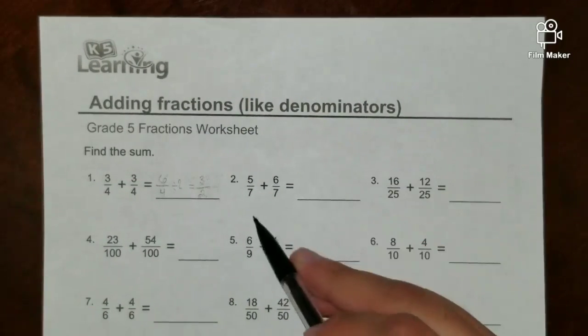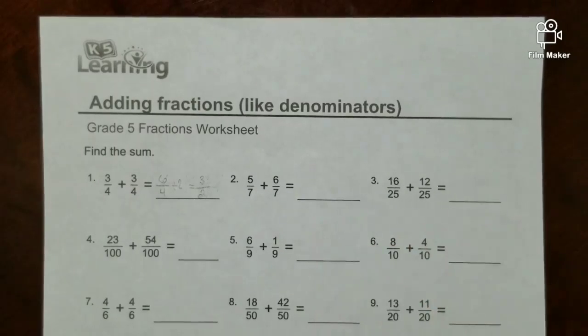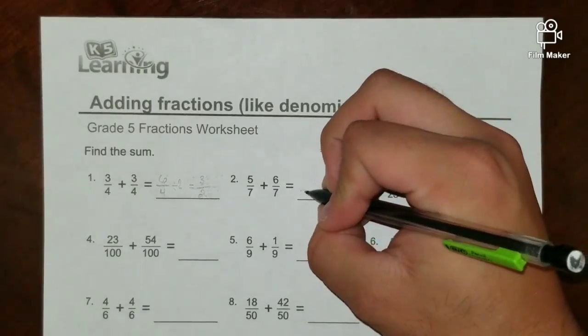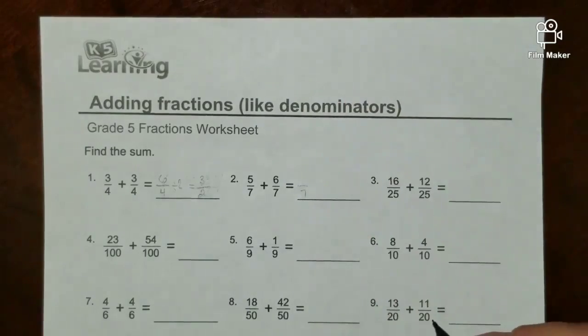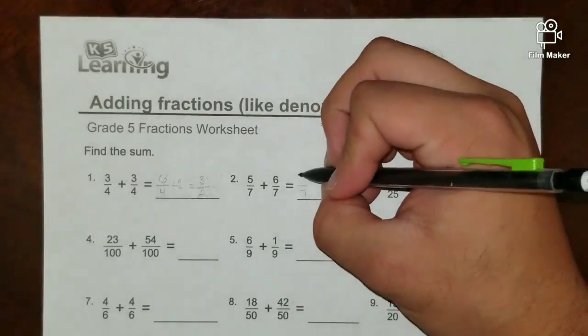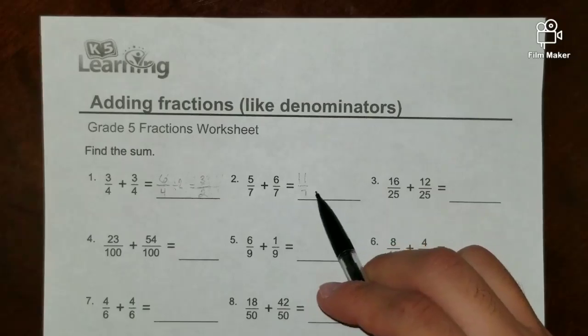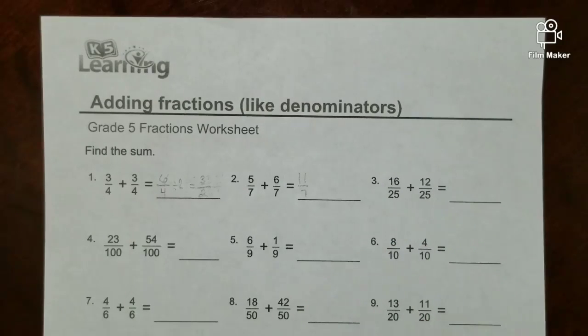For the next one, we have 5 over 7 plus 6 over 7. So we keep the denominator the same, and we add the numerators, 5 plus 6, which will give us 11 over 7. And since it cannot be reduced anymore, we will just leave it like this.